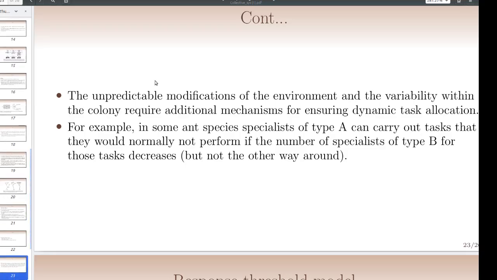So in such systems, there come situations of unpredictable modifications of the environment, and there comes variability within the colony. In such situations, it requires some additional mechanisms for ensuring dynamic task allocation. An example is that some ant species are specialists of type A. They can carry out the tasks that they would normally not perform if the number of specialists of type B for those tasks decreases.